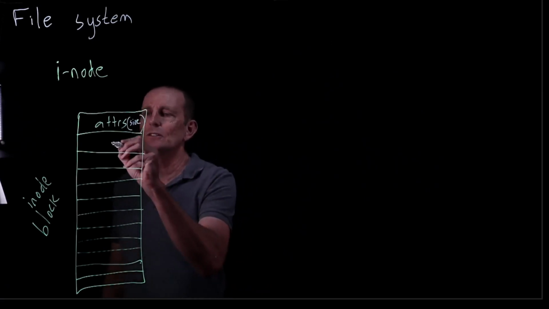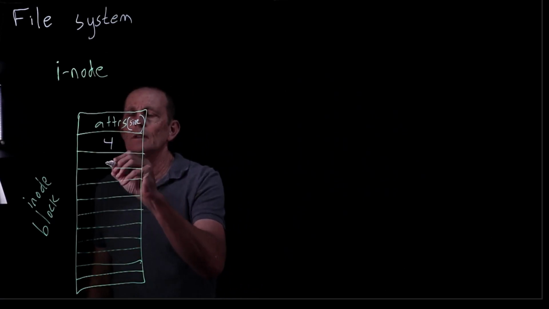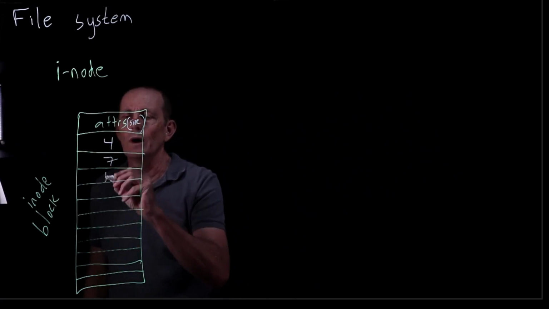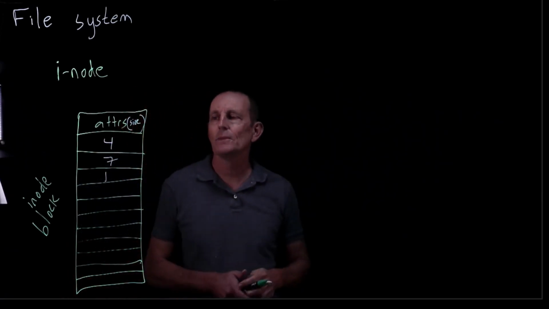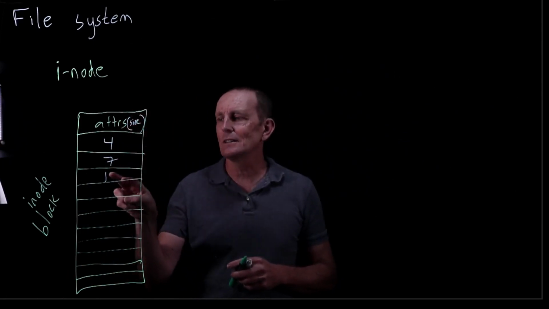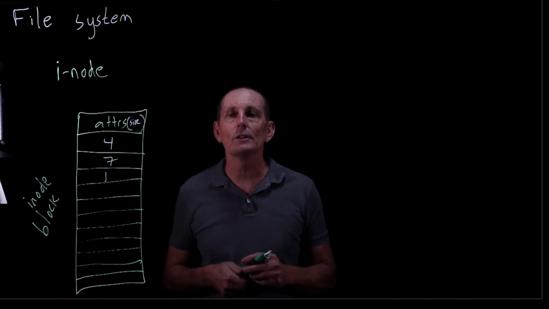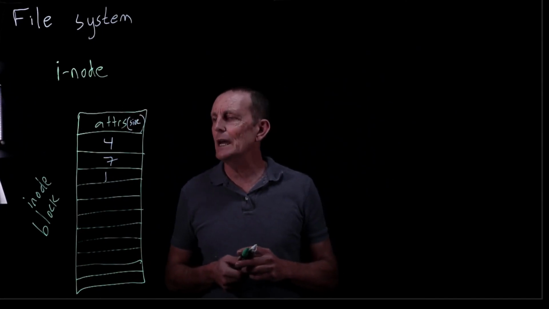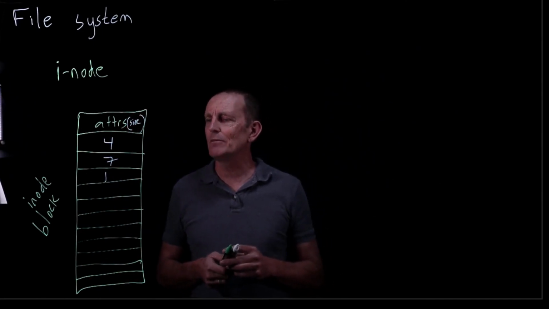And then we'll have block numbers. So this might be 4, 7, 1, using the same example from last time. So we've got 3 blocks in this file. The size tells us exactly how many bytes because the last block may not be full. And that's great, except what's our maximum file size?